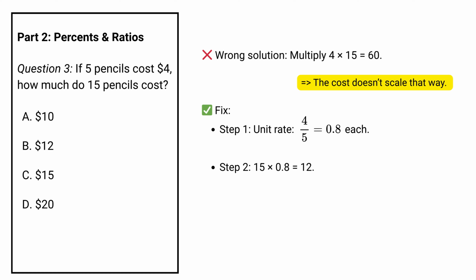The better approach is to find the unit price. $4 divided by 5 pencils is $0.8 each. Multiply by 15. 15 times 0.8 equals $12. So the total cost for 15 pencils is $12.